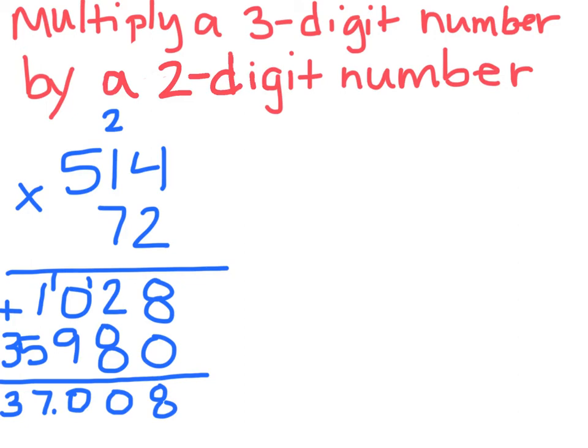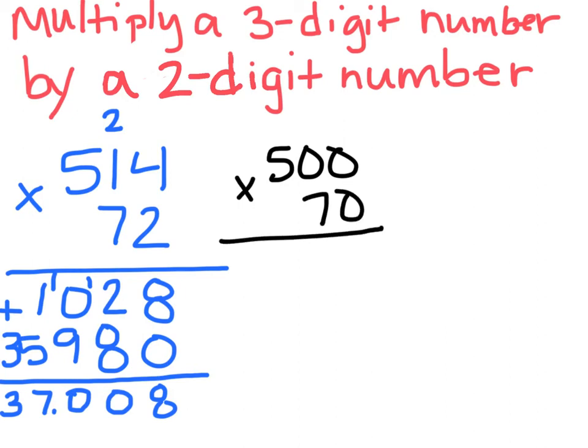So let's round 514 to 500 and 72 to 70. 0 times 500 is 0. 7 times 0 is 0. 7 times 0 is 0. 7 times 5 is 35,000. So is our answer reasonable?